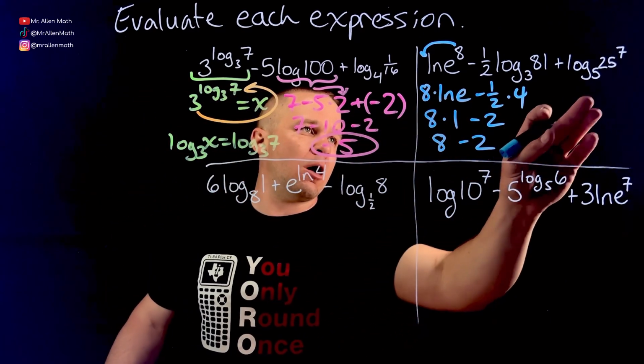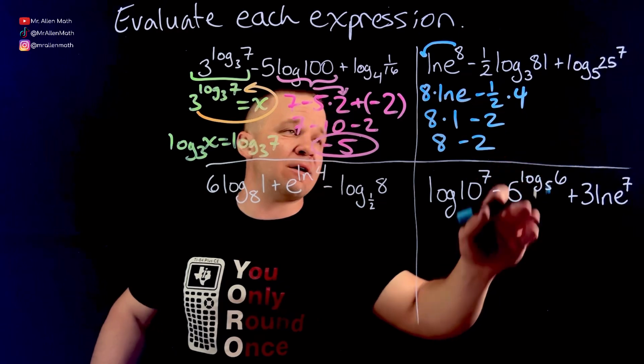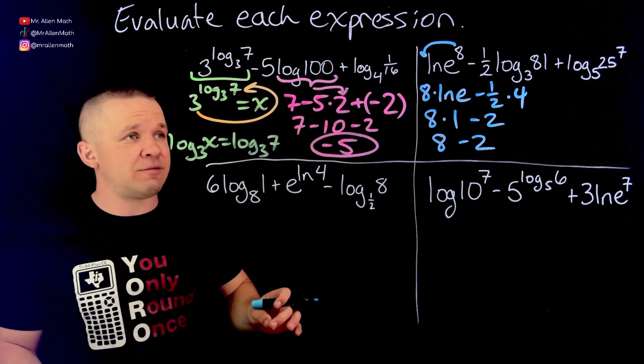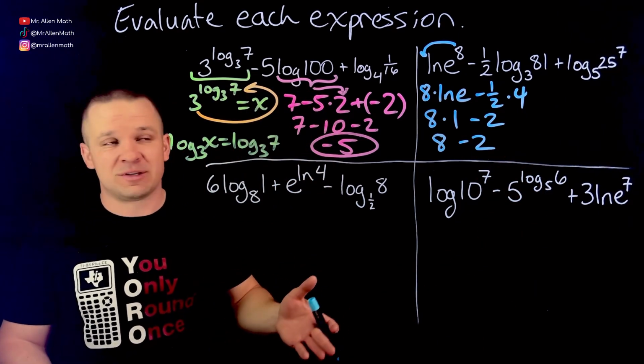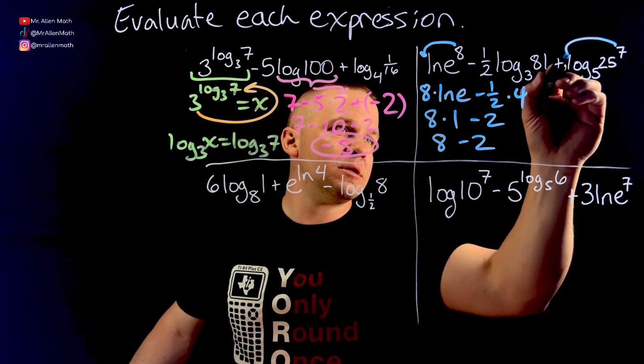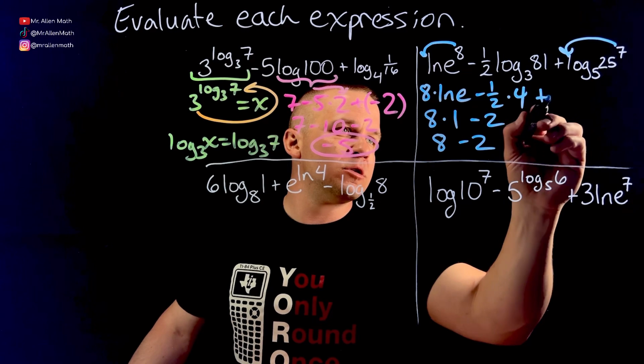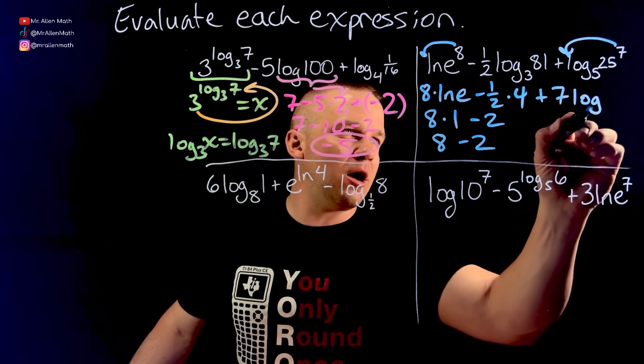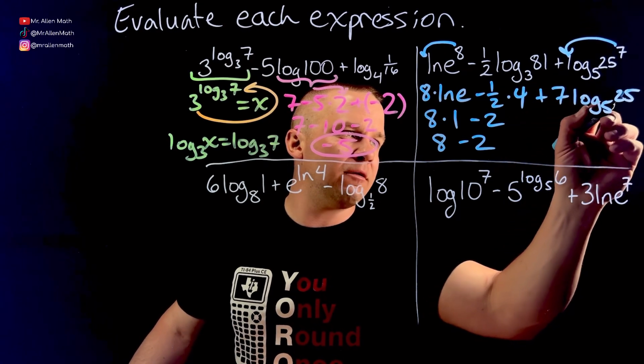All right, next one here. Oh, boy. Log base 5 of 25 to the 7th. Do you know 25 to the 7th? I know 25 times 7, but I don't know 25 to the 7th. That's a really big number. So how about this? Same idea. We just use that over here, right? So plus 7 times log base 5 of 25.